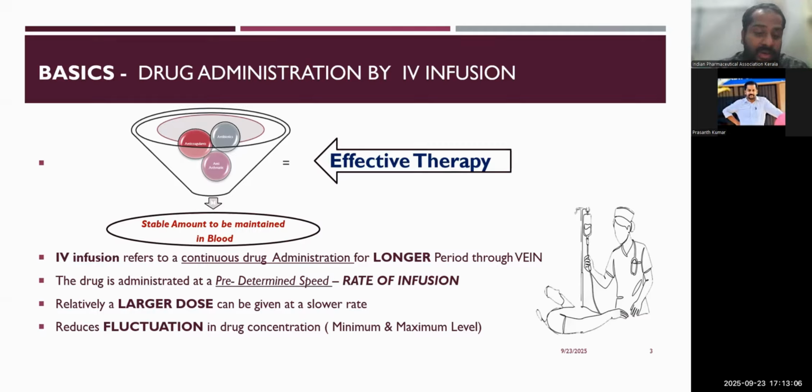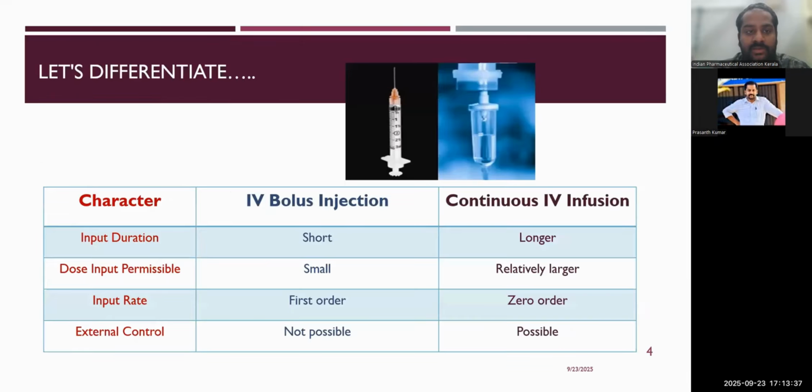Another advantage is that it reduces the fluctuation in the blood drug concentration. That is, the blood concentration is maintained between a minimum value and a maximum level always. And the other advantage is that through this route, that is continuous IV infusion, apart from drugs, certain nutrients such as glucose and electrolytes can be provided. So that is the biggest advantage.